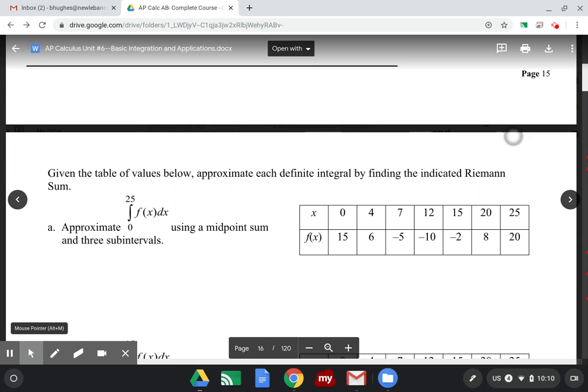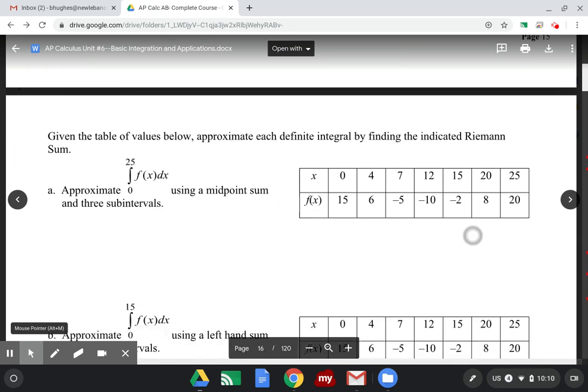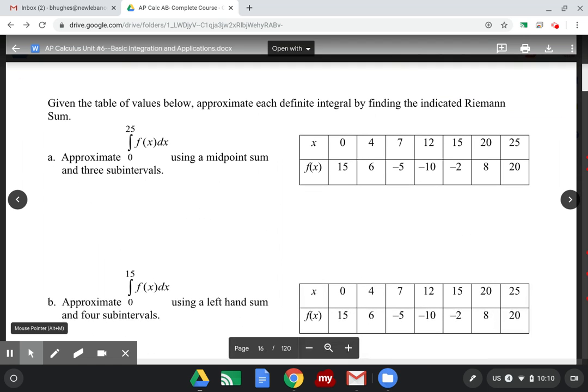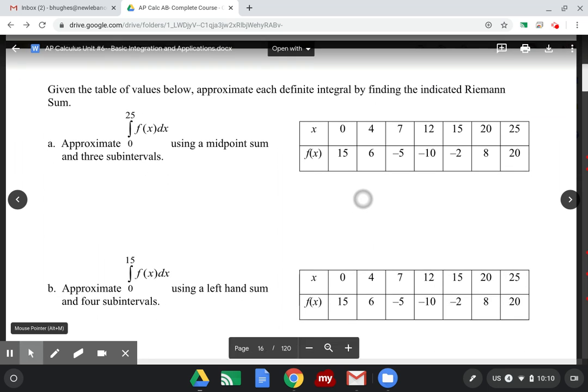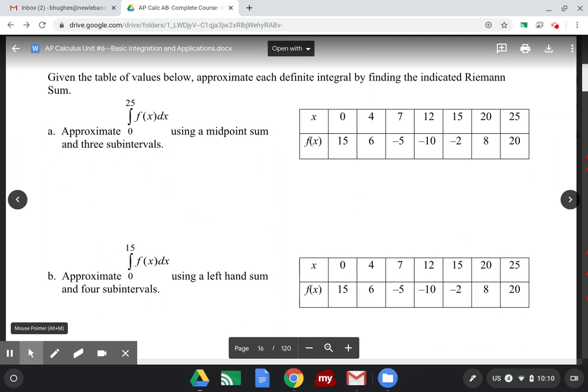There we go. Here's our example. So the first one, given the table of values below, approximate each definite integral by finding the indicated Riemann sum. So the first one says approximate the integral from 0 to 25 of f of x dx using a midpoint sum in 3 sub-intervals.